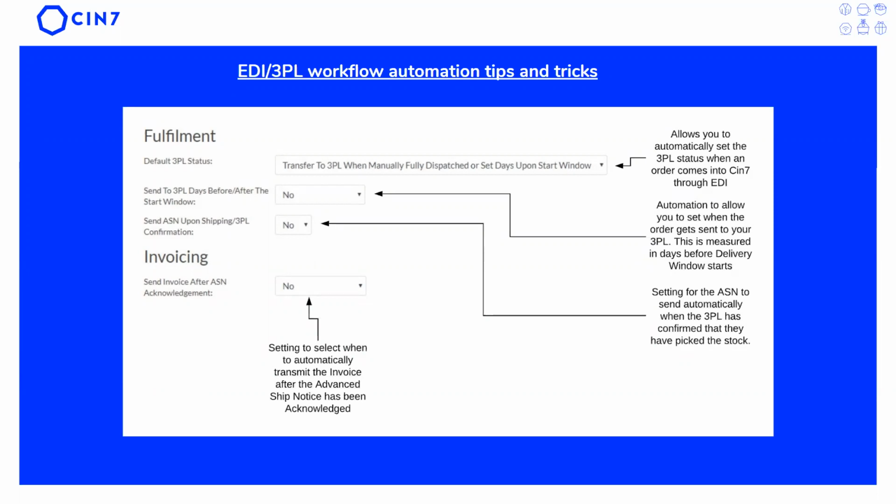Now, once Cin7 has imported that file for a specific order, if this setting is set to yes or a couple of days after, there are options to send the invoice for 1 through 7 days after the ASN acknowledgement has come in. If this is set to one of those settings, this will automatically send the invoice out to the retailer as long as the criteria is met that is required for the invoice.